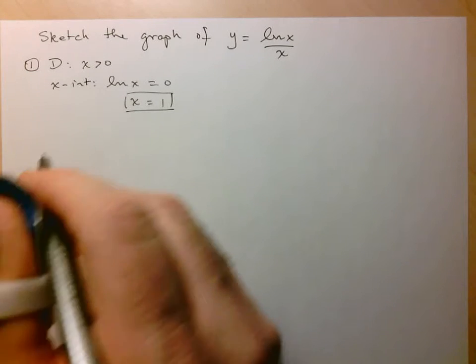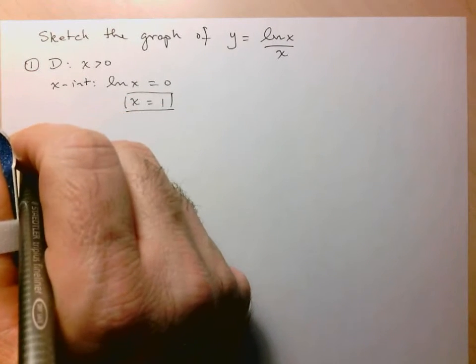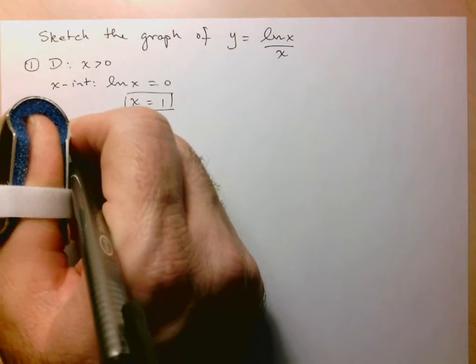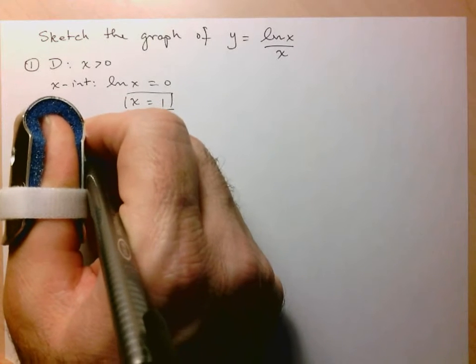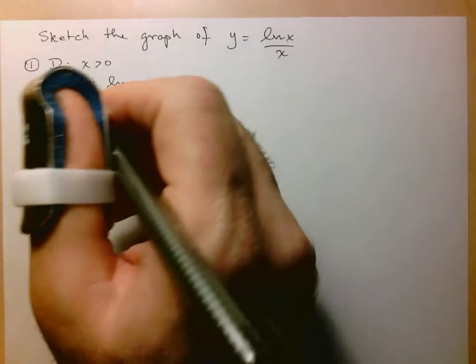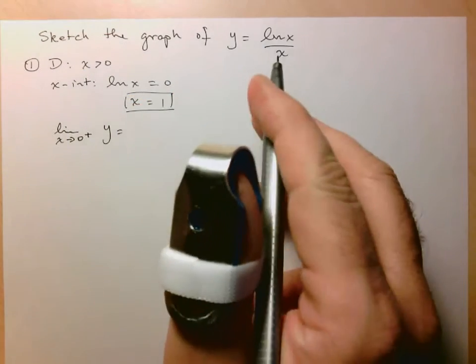Okay, let's go on to vertical asymptotes. We definitely have a possible asymptote at x equals 0, so we're going to be approaching it only from the right since it's not defined to the left of 0. So we have to figure out what's going on at 0.